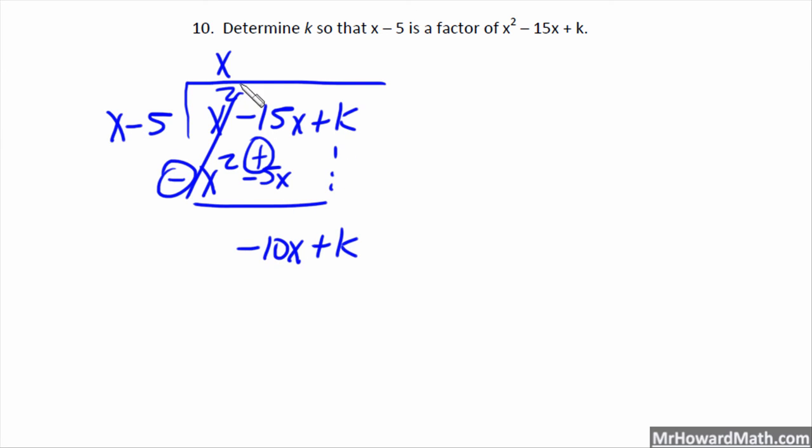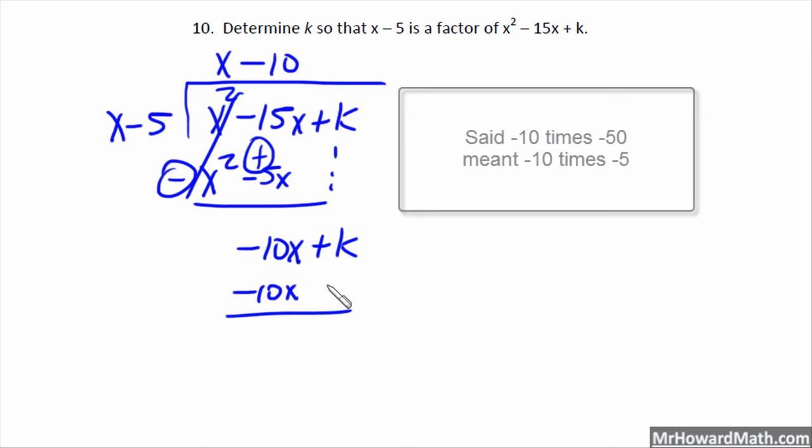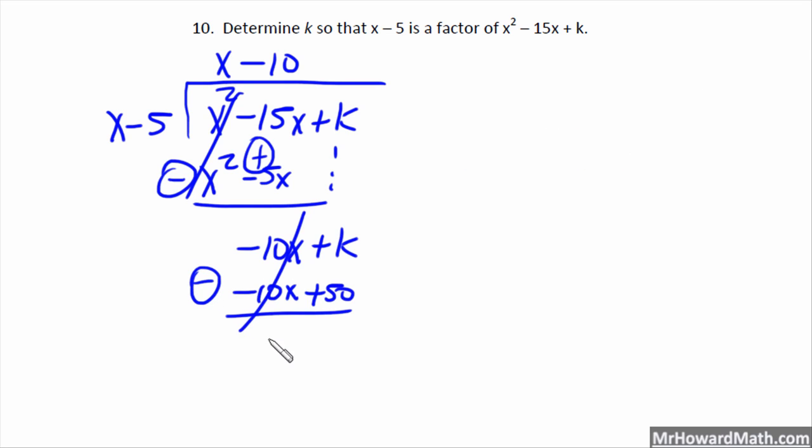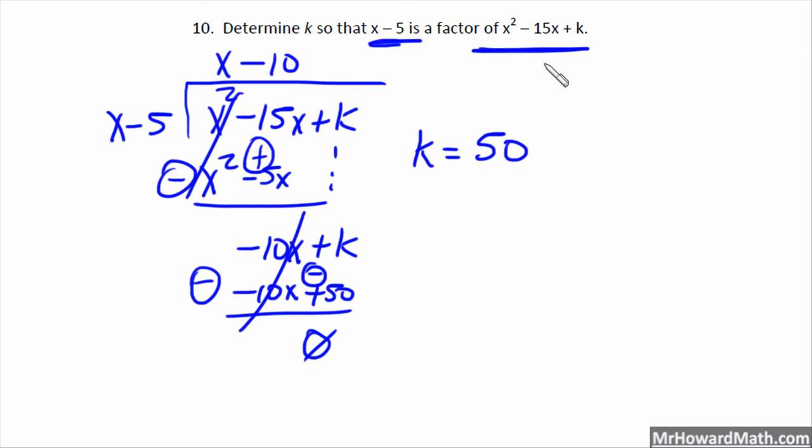What times x would give me negative 10x? That would be a subtract 10. So negative 10x there. And negative 10 times negative 5 would be a positive 50. And with long division, we always have to subtract and switch the signs, so those cancel. This flips to a subtraction. So for k, in other words, what minus 50 would give me a remainder of 0? Well, that would be 50. So k must equal 50 in order for x minus 5 to be a factor of that polynomial.